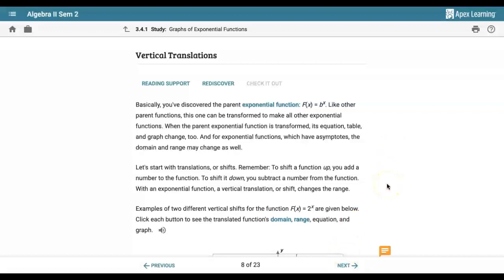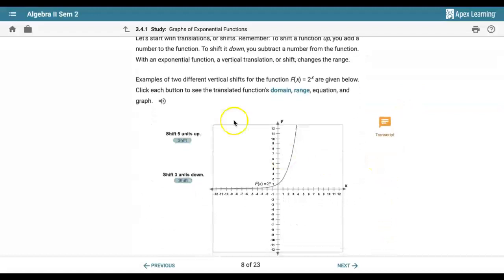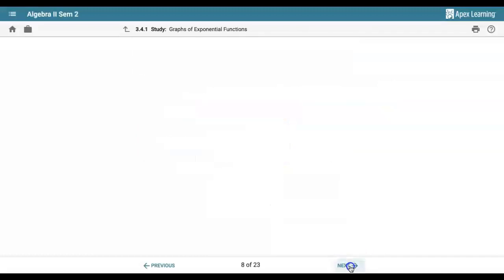Then, of course, once we've identified some of the base characteristics here, we need to go into our translations. How do we translate those graphs? The first way we can do that is through vertical translations, moving things up and down. And lo and behold, it is exactly similar to what we've been doing with our other graphs. So to shift 5 units up or shift 3 units down, we just move up 5 or move down 3, and we just add it on to the end. So we've got our 2^x. When we shift 5 up, we go plus 5. We shift 3 down, we go minus 3.